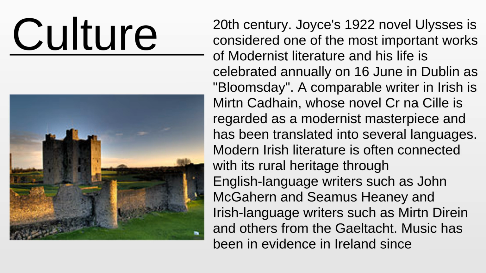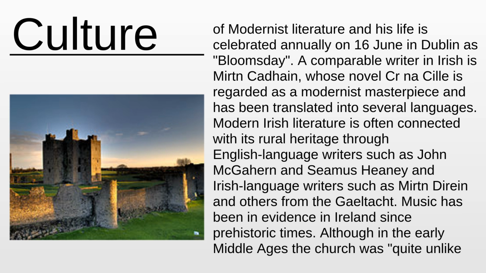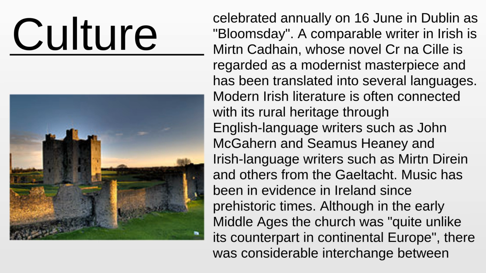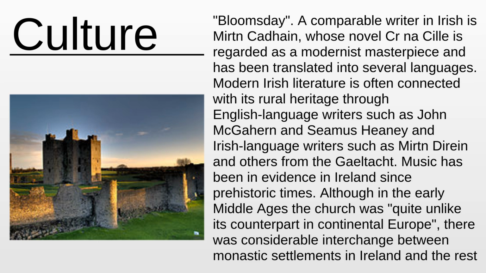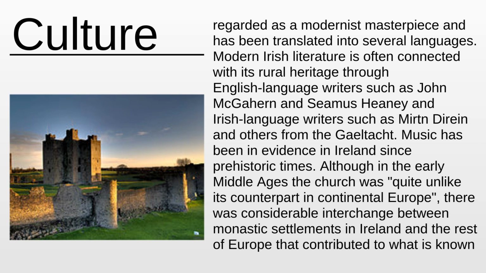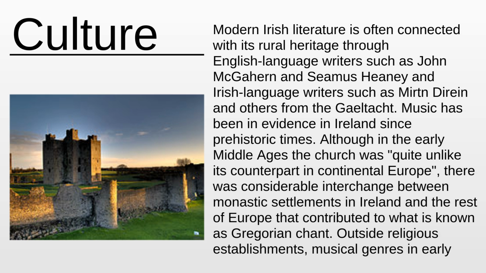A comparable writer in Irish is Máirtín Ó Cadhain, whose novel Cré na Cille is regarded as a modernist masterpiece and has been translated into several languages. Modern Irish literature is often connected with its rural heritage through English-language writers such as John McGahern and Seamus Heaney, and Irish-language writers such as Máirtín Ó Direáin and others from the Gaeltacht.